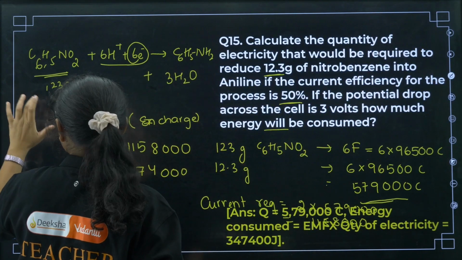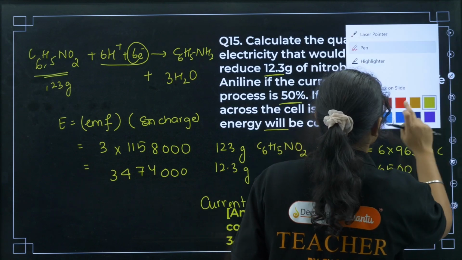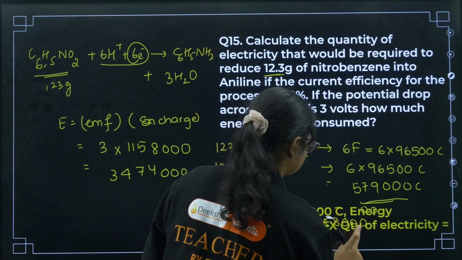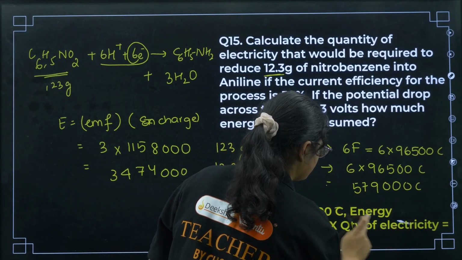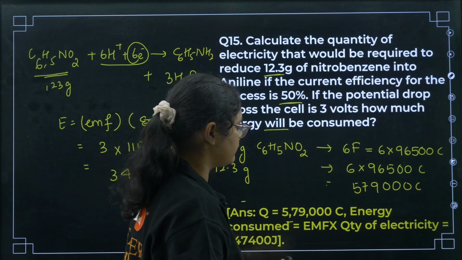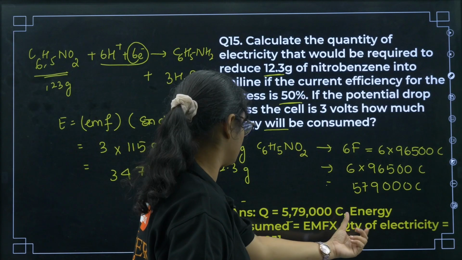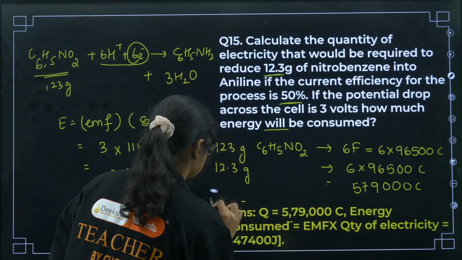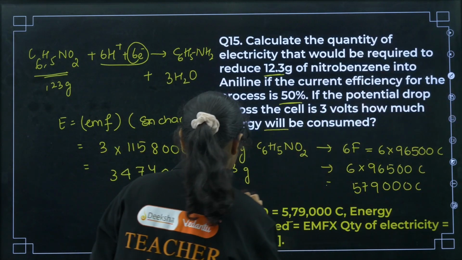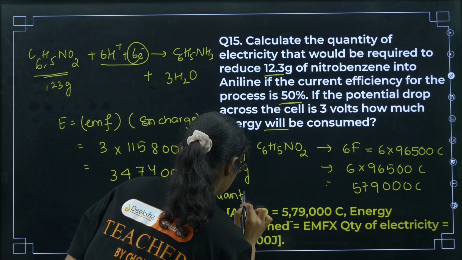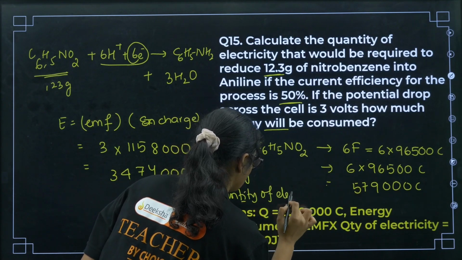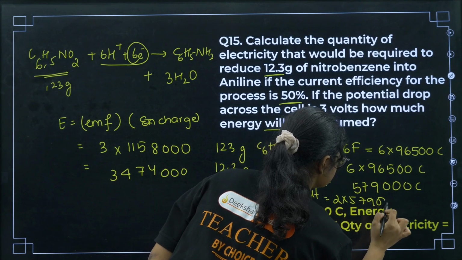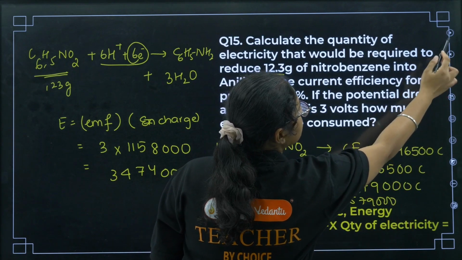Okay, let me just erase this one. One second. So you can see here, the charge required is 57900. Energy consumed will be EMF into quantity, so you just have to multiply. Quantity of electricity will be twice of this one, right? So I will just write here, quantity of electricity is equal to 2 times 57900. This was a little tricky question.